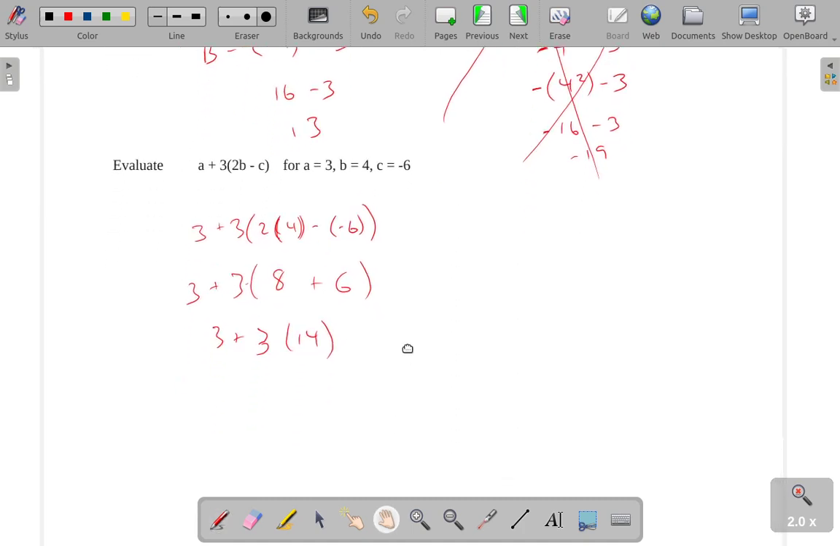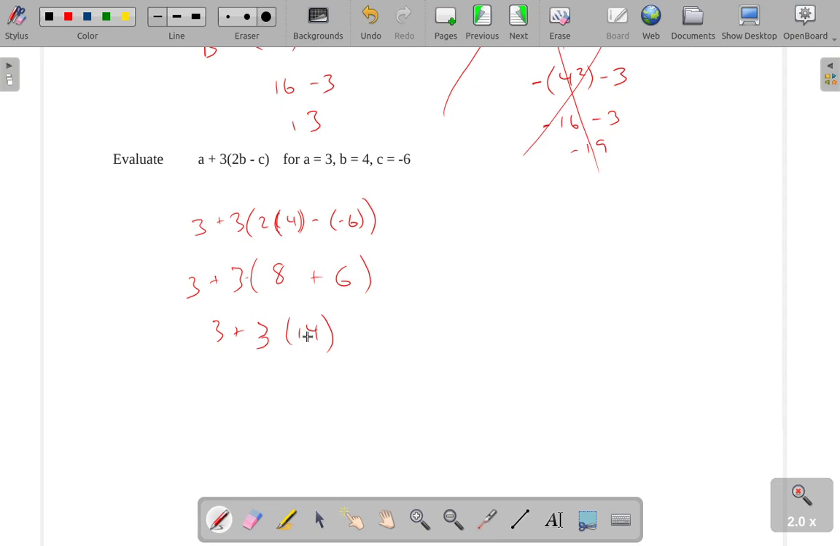All right, so now I've finished up the inside of the parentheses. Now I can do my multiplication. 3 times 14 is, what, 30 plus 12, which is 42. And then 3 plus 42 gives us 45.